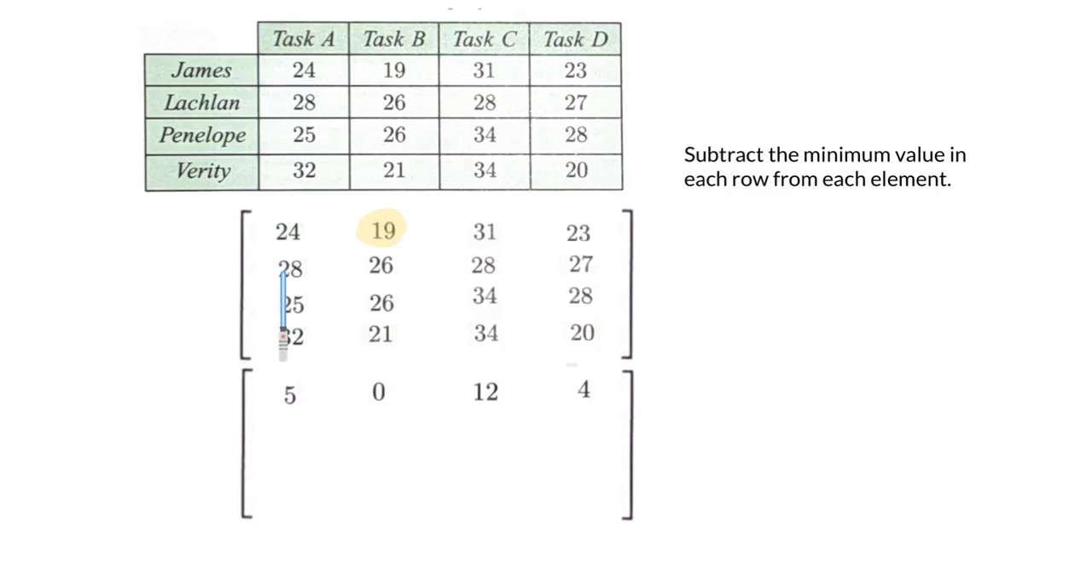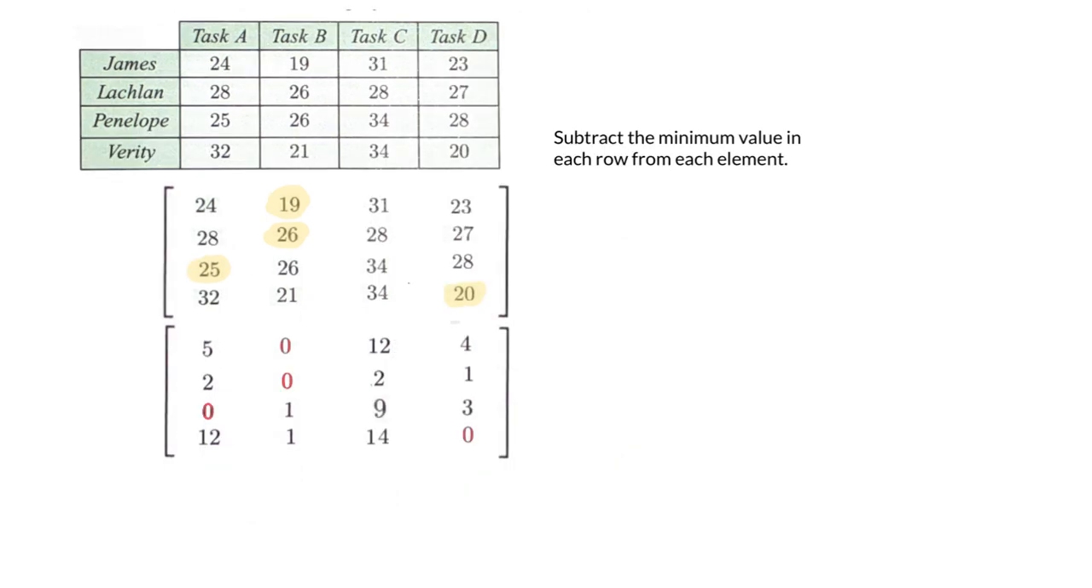We do the same thing in the second row, and the smallest value here is 26. So we will take 26 away from each number in that row. In the third row, it's 25 which needs to be subtracted. And in the last row, we subtract 20. And so our new matrix looks like this, with zeros. You can see that there are zeros in every column except for this third column.